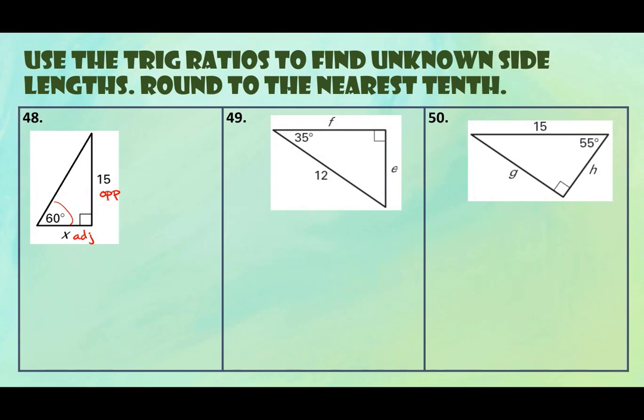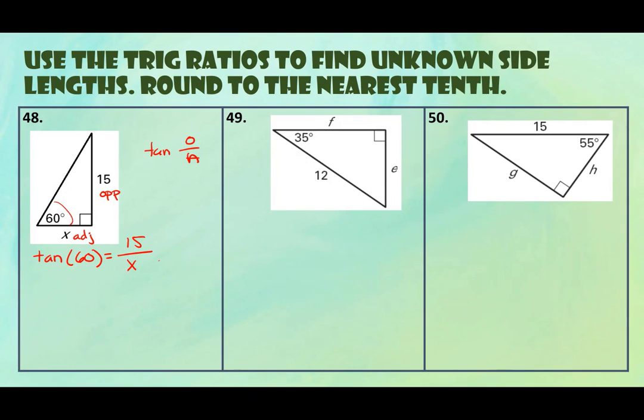So because I only have these two legs, the opposite and adjacent side, I'm going to use tangent, because tangent is opposite over adjacent. So we're going to have tangent of an angle 60 is equal to your opposite side, which is 15, over your adjacent side, which is x.